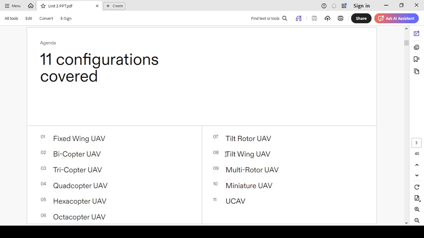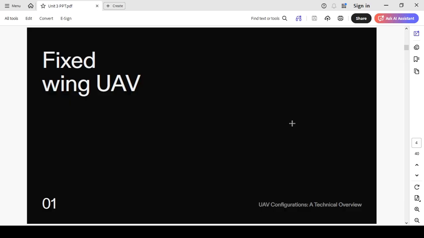The fixed wing UAV, Bi-Copter, Tri-Copter, Quad-Copter, Hexa-Copter, Octa-Copter, Tilt-Rotor, tilt wing UAV. In the tilt type of UAVs, we have two: one is the tilt rotor UAV, another one is the tilt wing UAV. Then multi-rotor UAV, miniature UAV, and the last one is UCAV, and also we have another one which is the hybrid type of UAV. I'll be covering those in this unit. Okay. So coming to the fixed wing UAV.